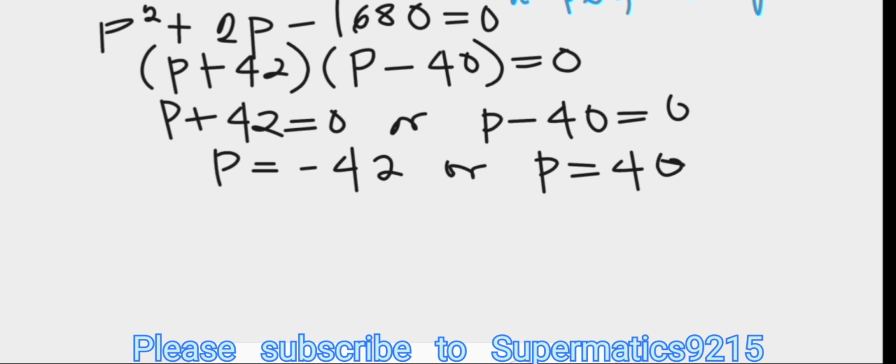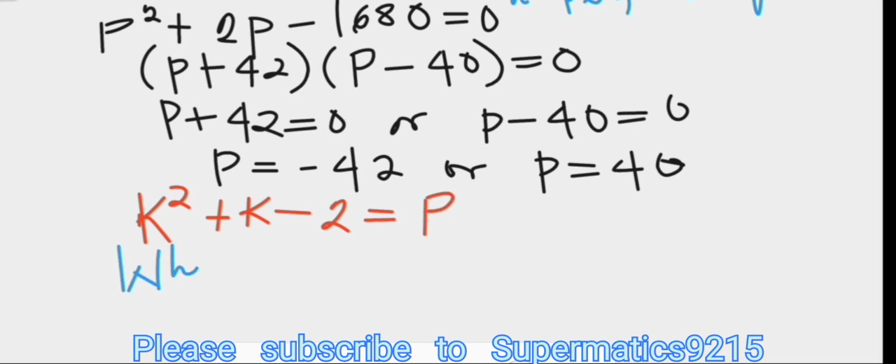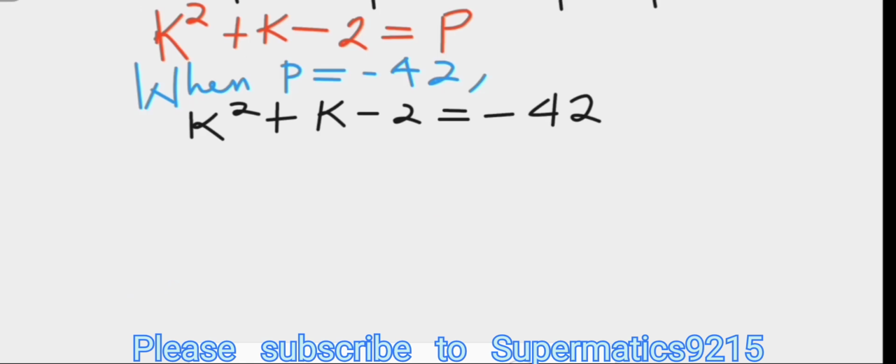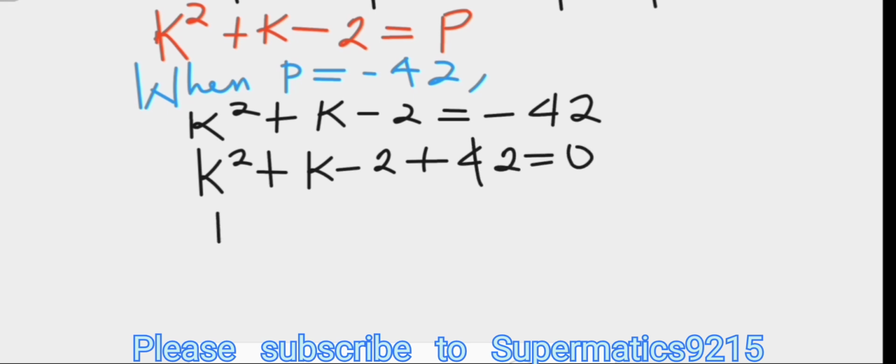Remember, from the transformation we made, we have that k squared plus k minus 2 is p. So when p is negative 42, we have that k squared plus k minus 2 is equal to negative 42. This means that k squared plus k minus 2 plus 42 equals 0. And that simply means that k squared plus k plus 40 equals 0.